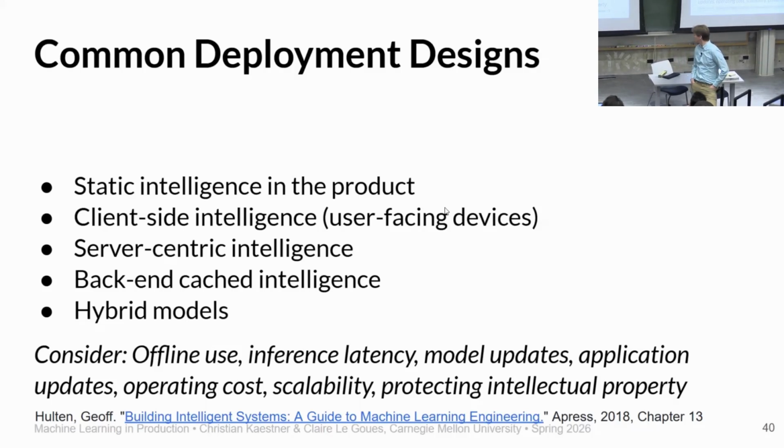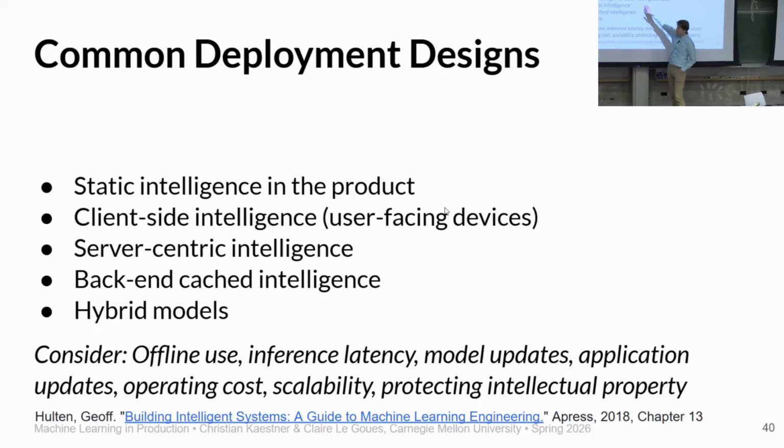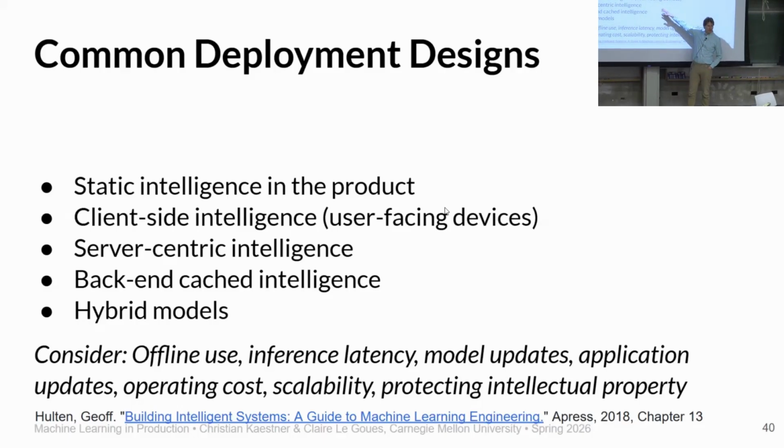I think maybe the most obvious ones are static intelligence in the product. This is the offline deployment. You bake it into the product, essentially. Client-side, and then you can never change it. Client-side delivery intelligence, it's on the user device, maybe on your phone. You can probably have a download mechanism or update mechanism. Server-centric, this is, I think, what you expect by default, deploying this in the cloud.